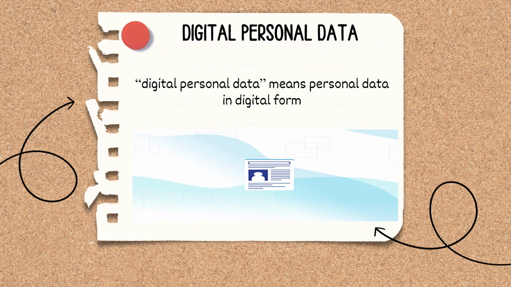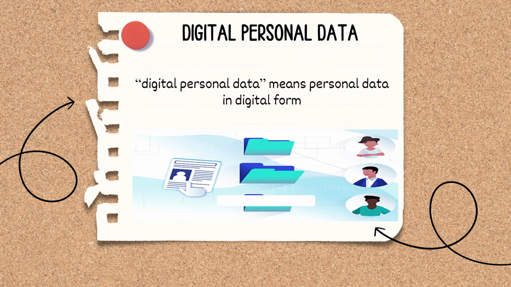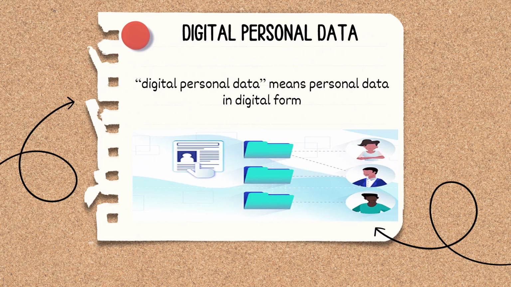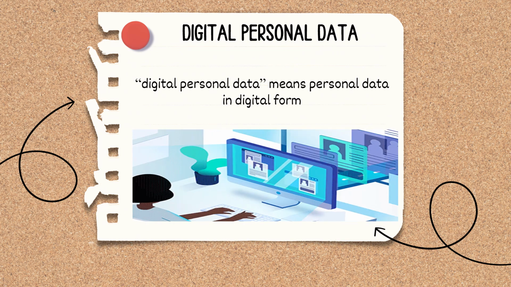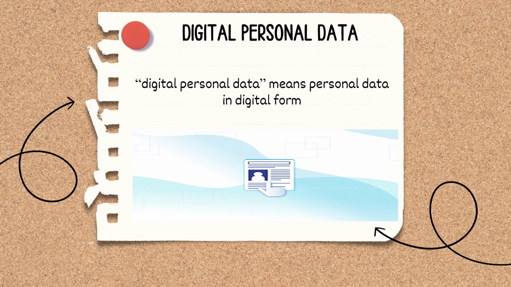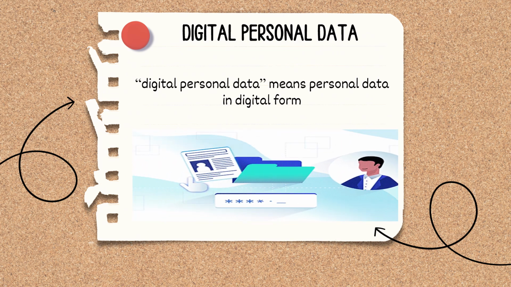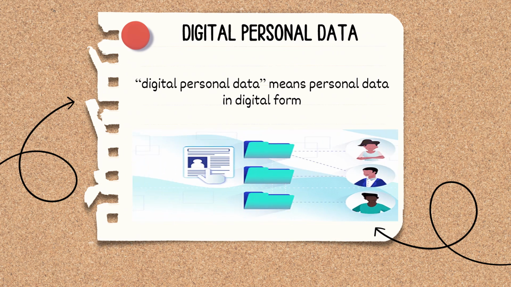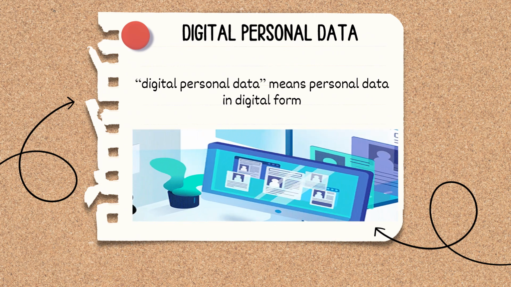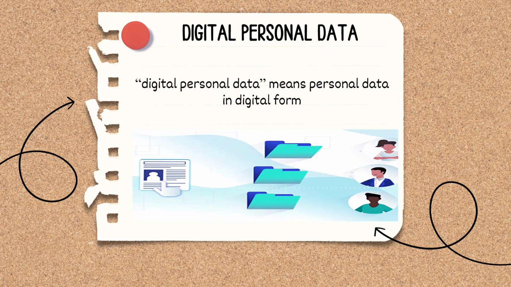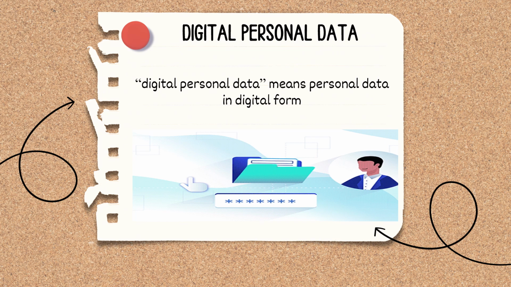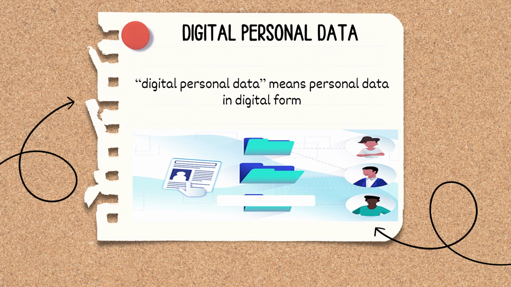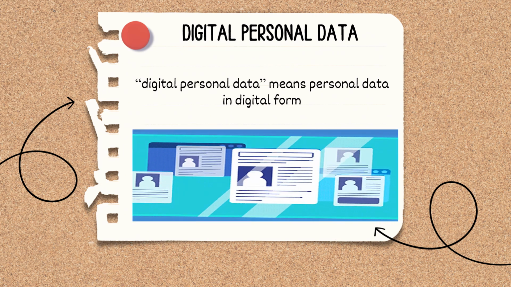Now, what is digital personal data? Digital personal data means personal data in digital form. So when you create an account on an online shopping website, you typically provide details like name, contact information, shipping address, payment details, etc. Now, this information is stored digitally by the website company to facilitate your future purchases, provide personal product recommendations based on your shopping history, communicate with you about order updates or special promotions. So, this is what is digital personal data.